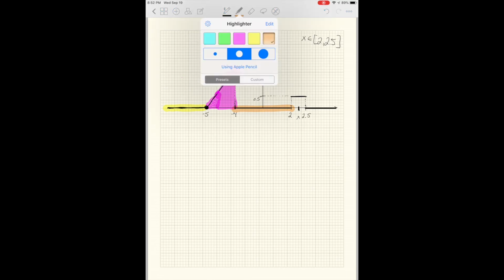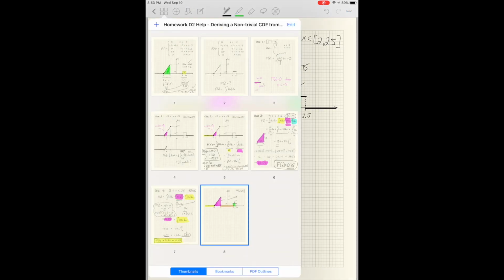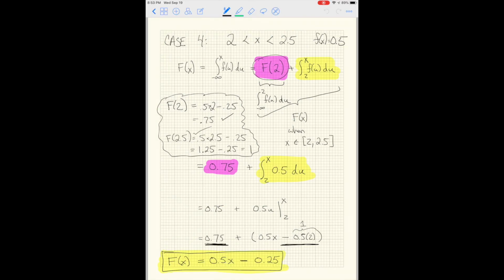And so we are currently in this region where we are taking the area of this tiny little rectangle plus all of the area that we've gotten from behind it. And so that's the 0.75 here. And this area of this little rectangle, if I go back to this previous page, is this expression here. So I guess I could highlight that. So that is 0.5x minus 1.